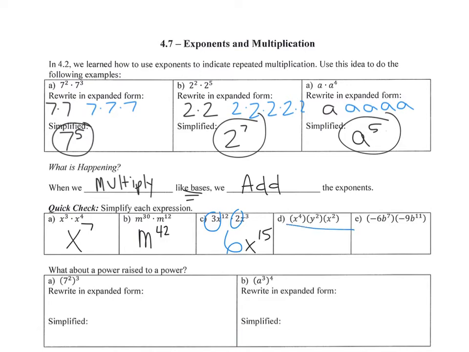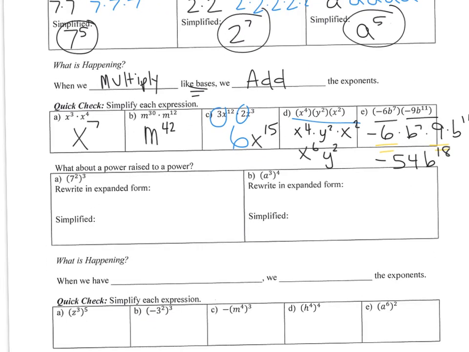Here we don't even need these parentheses. So it's x to the 4th times y squared times x squared. So I'm going to add the exponents, so it's x to the 6th, y to the 2nd. And then the last one, you don't need the parentheses, they're just separating, so it's negative 6 times b to the 7th times 9 times b to the 11th. So what you do is you multiply negative 6 and 9, and get negative 54, and then you add the exponents, b to the 18th. So when you're multiplying, you add the exponents and multiply the coefficients.